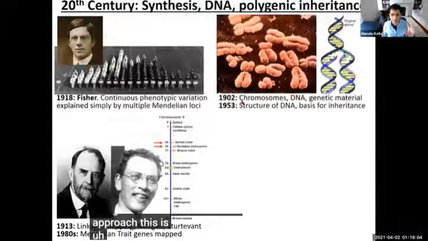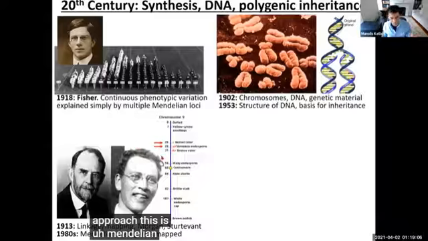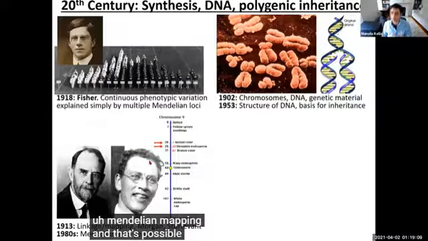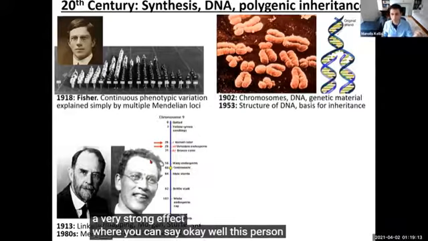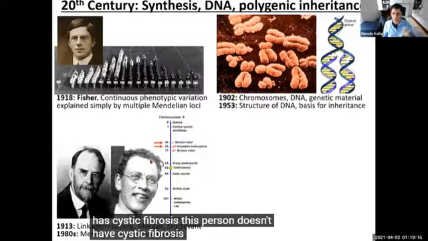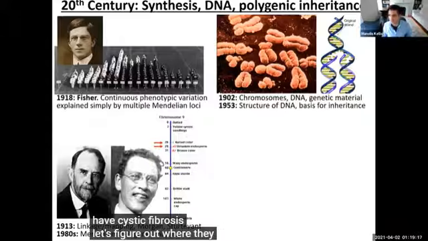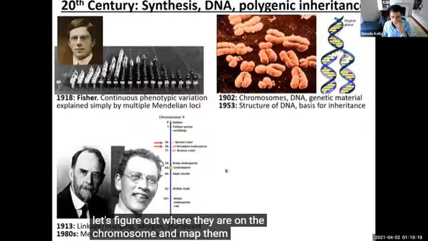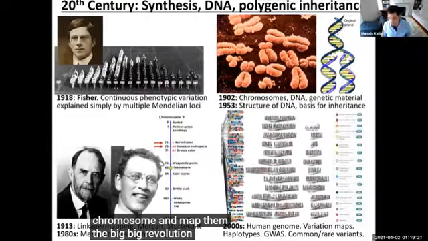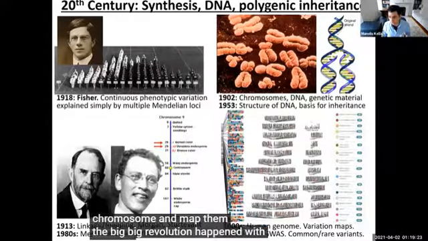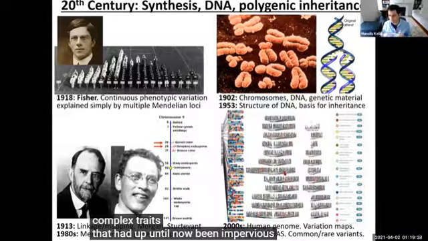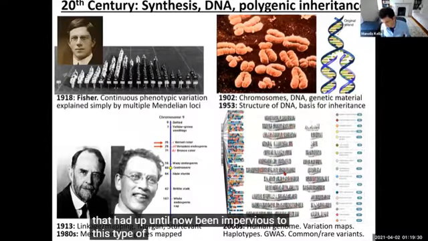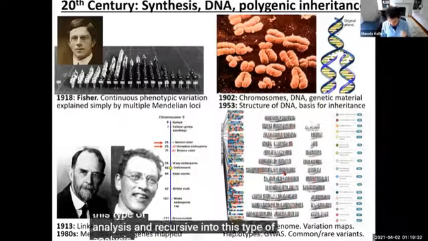This is Mendelian mapping. And that's possible when the traits have a very strong effect, where you can say, okay, well, this person has cystic fibrosis, this person doesn't have cystic fibrosis. Let's figure out where they are on the chromosome and map them. The big revolution happened with complex traits that had up until now been impervious to this type of analysis and recalcitrant to this type of analysis.